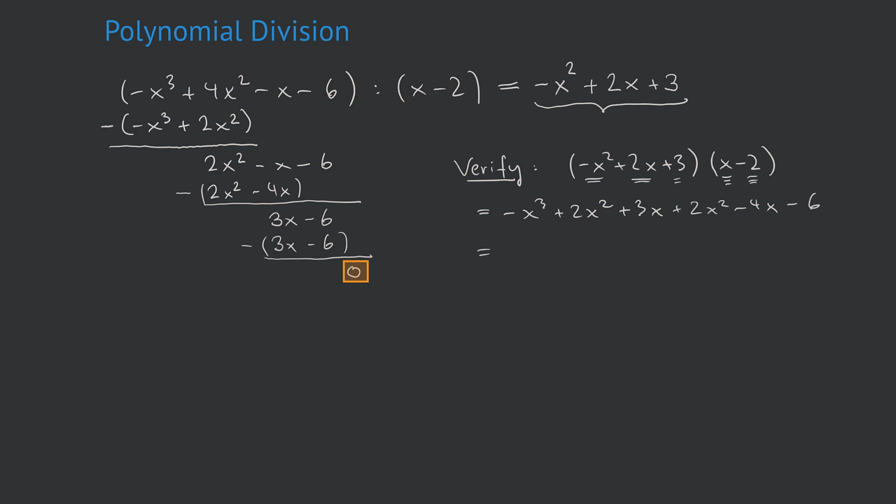We simplify, we get minus x to the third power. Now let's collect all these with x to the second power, which is plus 4x to the second power. And then we have plus 3x minus 4x, which is minus x. And finally we have minus 6. And yes, check. That is perfectly in line with our original polynomial.